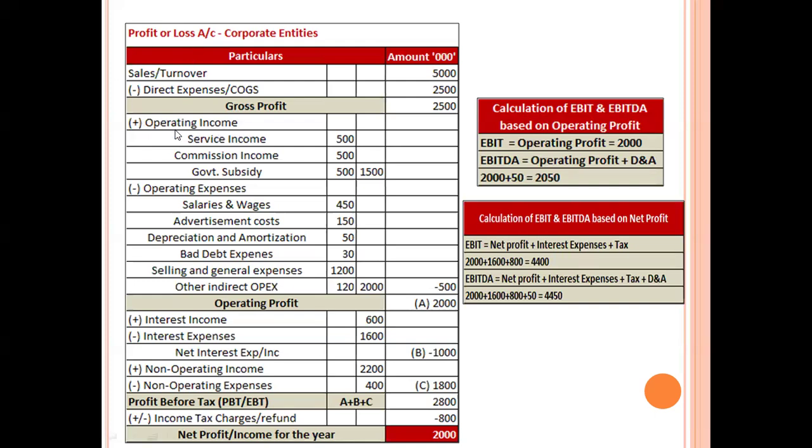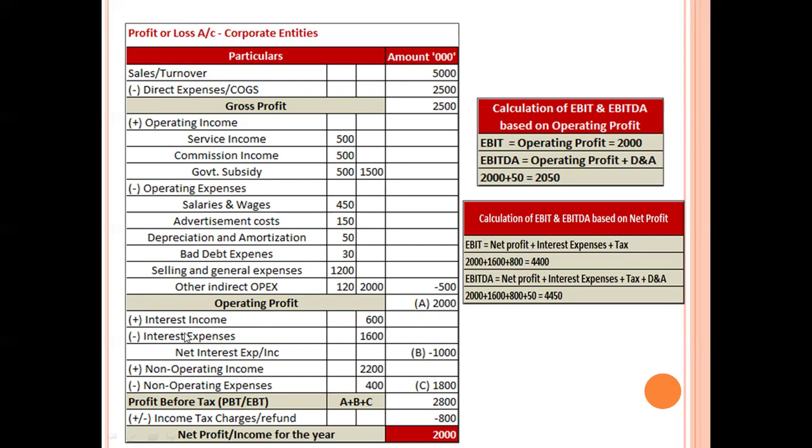Here is the example of operating income: service income, commission income, government income. If I sum up all these three, it is 1500. Then operating expenses, for example salary and wages, advertisement cost, depreciation, amortization, and bad debt expenses, the amounts which are yet to be received, or which the company expects will be bad debt. Selling and general cost and other indirect operational expenses all sum up to 2000. Now, the difference is negative 500. Then 2500 minus 500 comes to 2000. This is my operating profit.